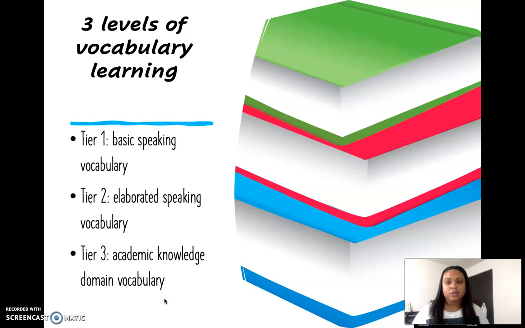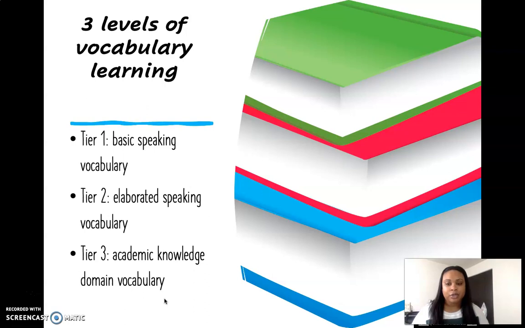Tier 2 is elaborated speaking vocabulary. This is a type of vocabulary where word meanings are sophisticated synonyms for words in our basic speaking vocabulary. Okay, examples of this are gigantic versus big, or fortunate versus lucky. Now, tier 2 words are high frequency words in adult language, and they can be found in a variety of domains. Okay, an example for this would be like the word politician or spectacular.